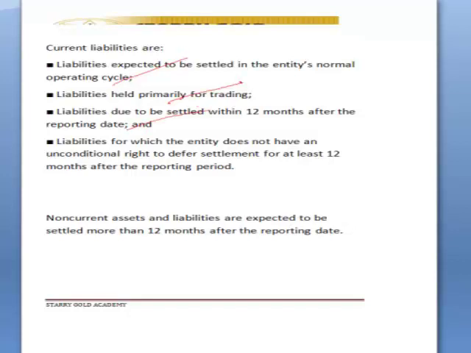For instance, accrued rents are current liabilities. Your creditors, which you call the payables, are current liabilities. Liabilities for which the entity does not have an unconditional right to defer settlement for at least 12 months after the reporting period also constitute a current liability. So the non-current assets and liabilities are expected to be settled more than 12 months after the reporting date. So this is the classification of assets and liabilities.